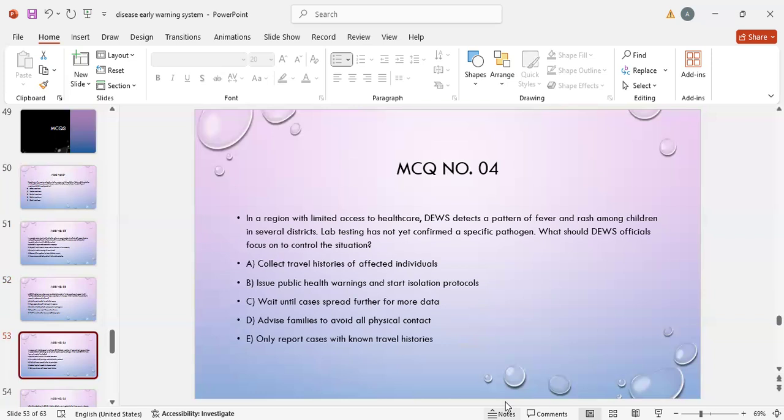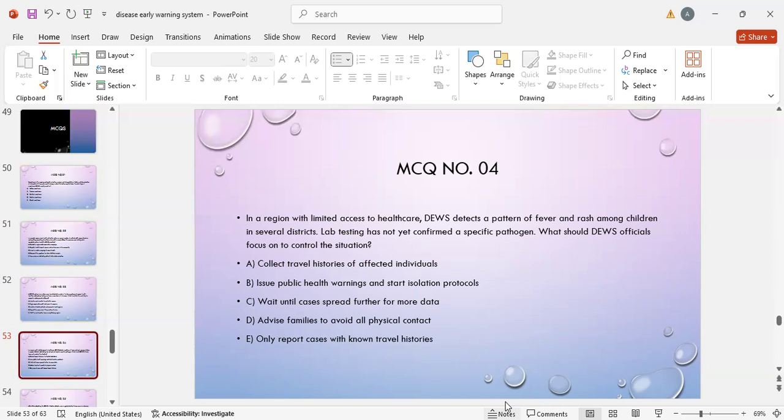MCQ number 4 is: In a region with limited access to healthcare, DUSE detects a pattern of fever and rash among the children in several districts. Lab testing has not yet confirmed a specific pathogen. What should the DUSE official focus on for the control of the situation?